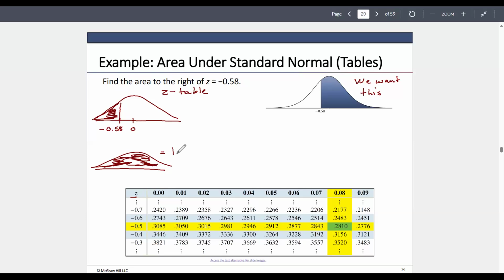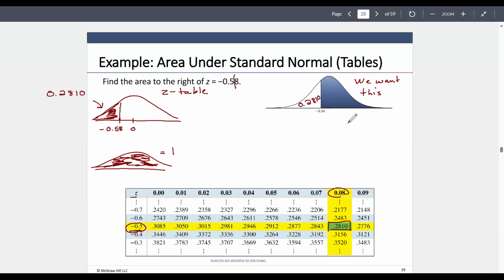So our solution, if we're trying to find an area to the right, first we need to find that z-score. As I said, we're looking at the negative z-score, so this is going to split like this. We have to find a negative 0.5, which we have right here. Then we find the 0.08, which we have here. And this is my overlap. So this area here is going to be 0.2810.